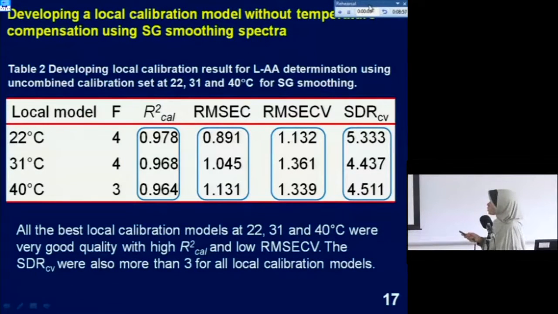Using Savitzky-Golay smoothing spectra, we developed a local calibration model at each temperature. And this is the result. From here we can see that all the best local calibration models at each temperature were of very good quality, with high coefficient of determination and low error in both calibration and validation, and high standard deviation ratio for all local calibration models.